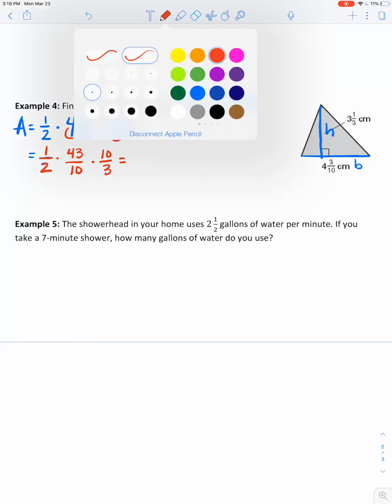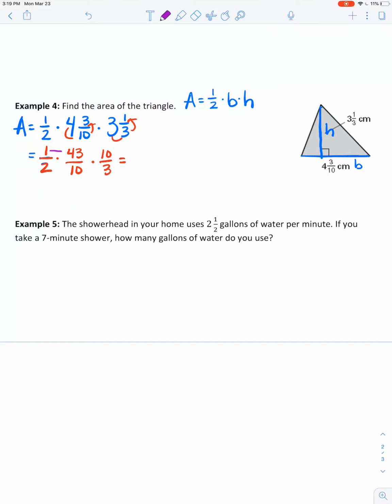Okay, when I multiply across, I'm taking 1 times 43 times 10. That's going to give me the number 430. And then I take all of these numbers and I multiply them. 2 times 10 times 3, that is the number 60. Okay, similar to the last ones, 430 divided by 60 is going to be 7 point something something. So that's 7, and how many is left over of the 60? Well, 60 times 7 is 420.